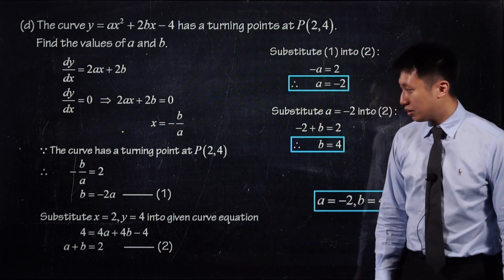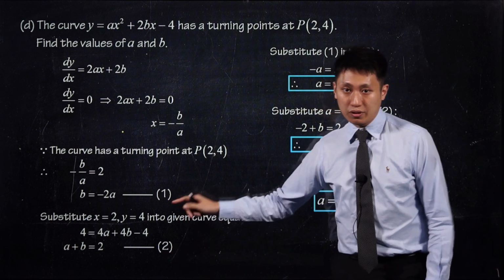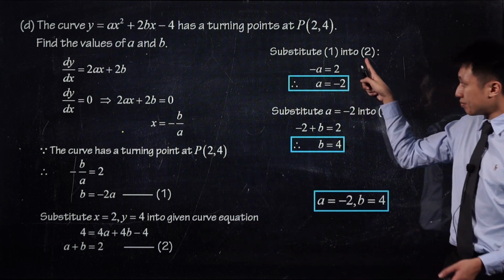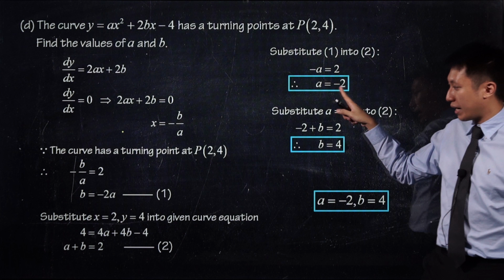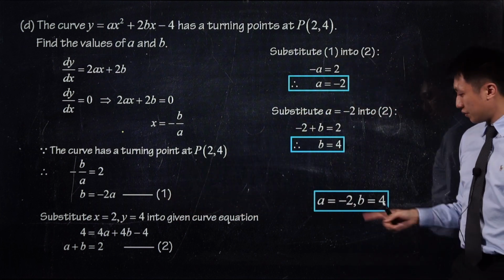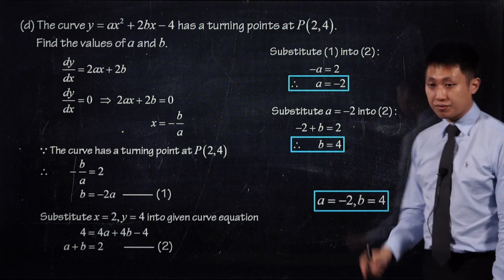I can name it to be 2. So you have 2 equations, 2 unknowns, solving simultaneous equations. So you can sub 1 into 2, then you get A is equal to negative 2. Then you sub this back into 1, and you get B is equal to 4. So you get the answer, A is equal to negative 2, B is equal to 4.